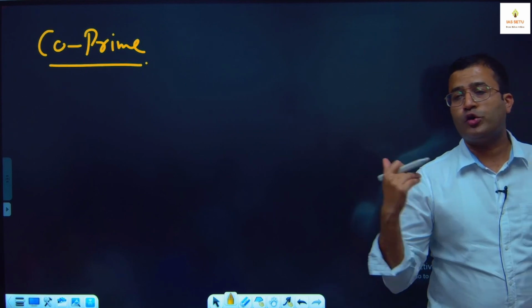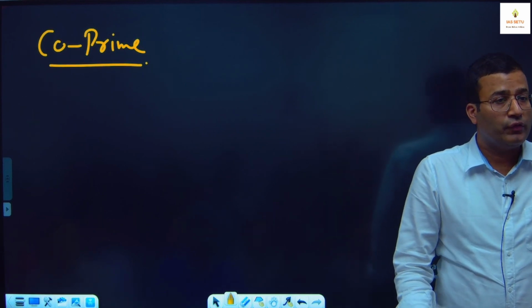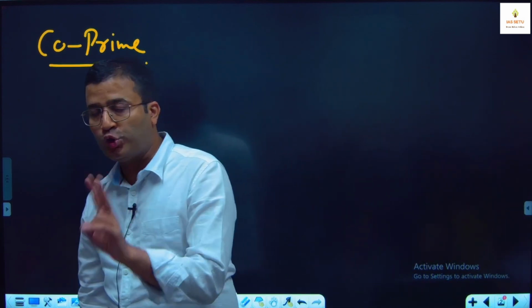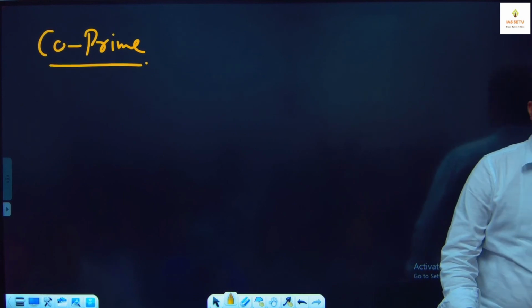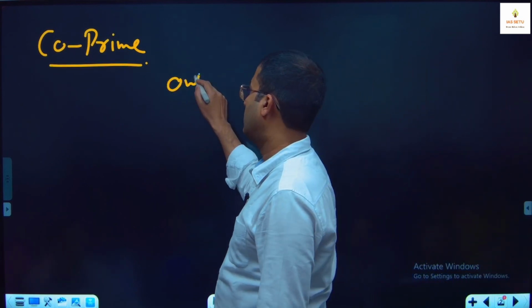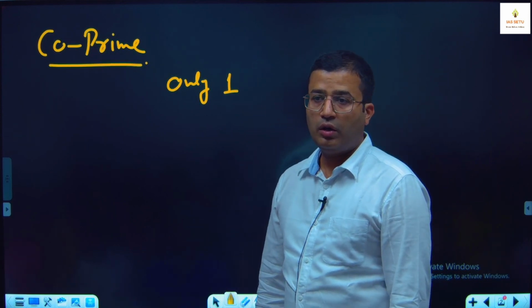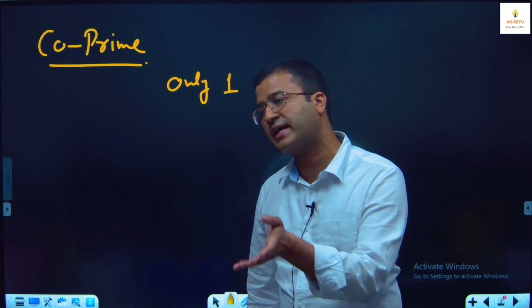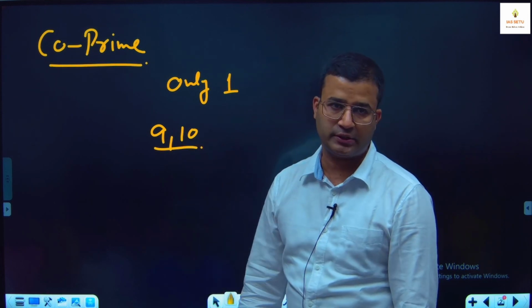Any one of you don't know what is co-prime? We just quickly revise. I told you the definition of co-prime. Two natural numbers A and B are said to be co-prime if they have only one as a common factor. I told you prime numbers are necessarily co-prime. Composite numbers can also be co-prime, like 9 and 10 are co-prime to each other.